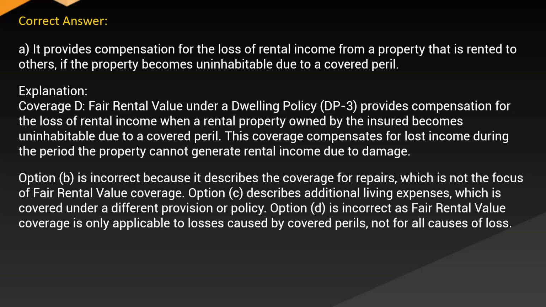Correct answer A. It provides compensation for the loss of rental income from a property that is rented to others if the property becomes uninhabitable due to a covered peril. Explanation. Coverage D, Fair rental value, under dwelling policy DP3 provides compensation for the loss of rental income when a rental property owned by the insured becomes uninhabitable due to a covered peril. This coverage compensates for lost income during the period the property cannot generate rental income due to damage. Option B is incorrect because it describes the coverage for repairs, which is not the focus of fair rental value coverage. Option C describes additional living expenses, which is covered under a different provision or policy. Option D is incorrect as fair rental value coverage is only applicable to losses caused by covered perils, not for all causes of loss.